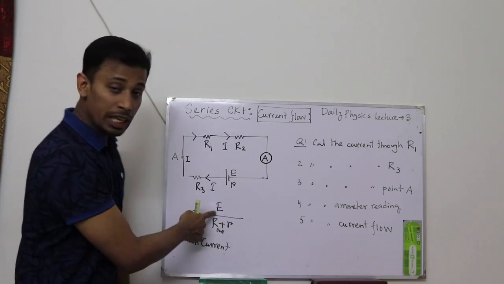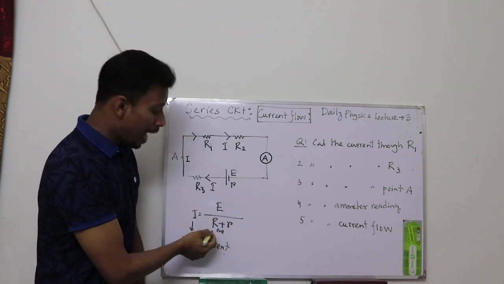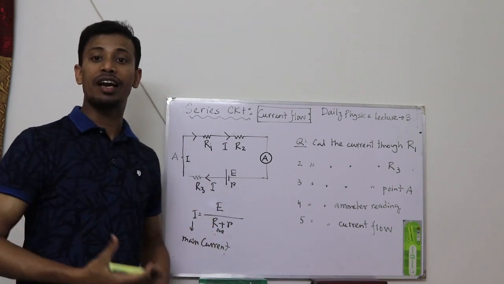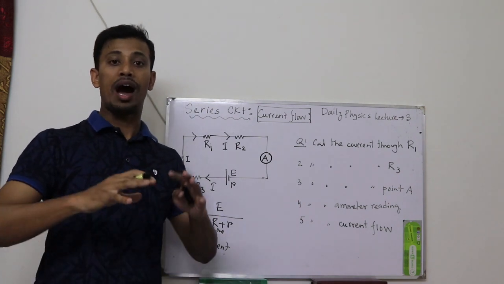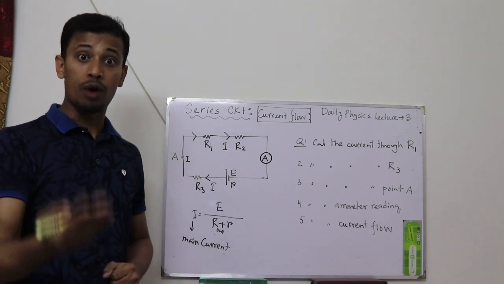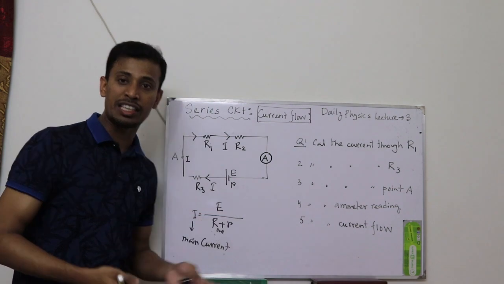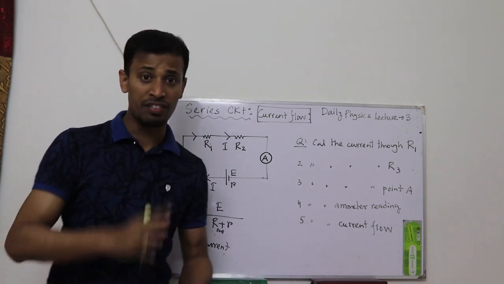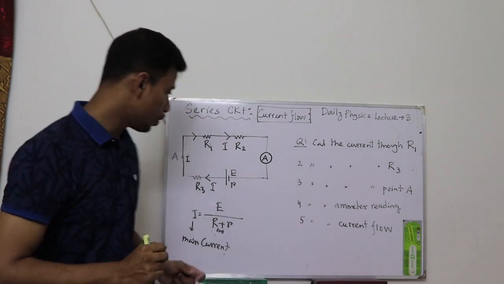We know E is the EMF of this cell. R out is the total equivalent resistance. In the previous lecture, lecture 2, I discussed R out. R out is the total equivalent resistance of the circuit outside of the cell, and small r is the internal resistance. It can be given or it may not be given, and if it is not given, then we will assume that small r is equal to 0.